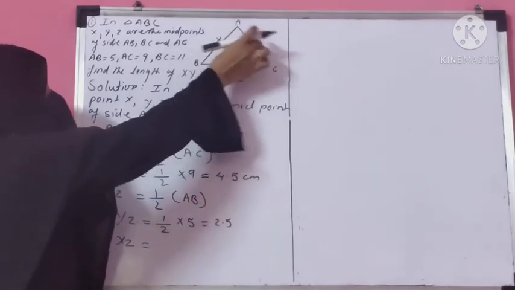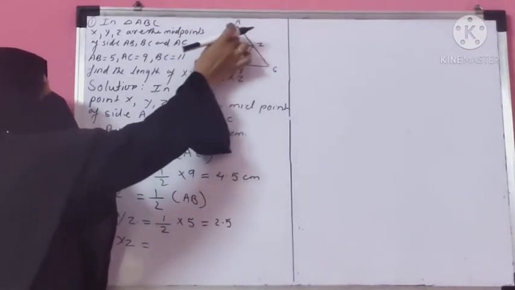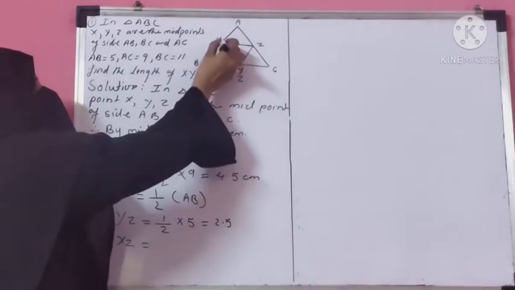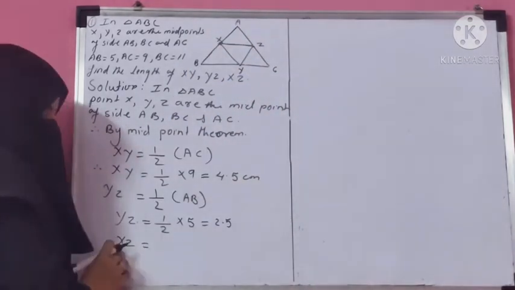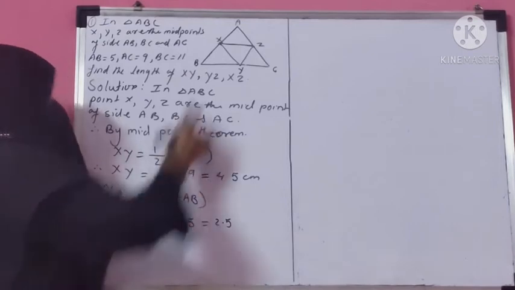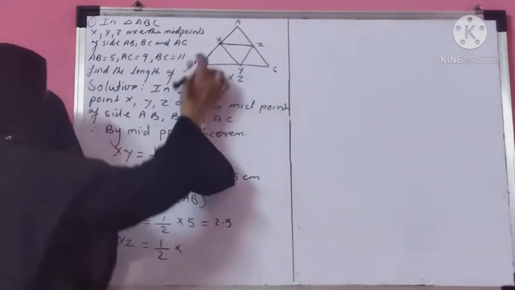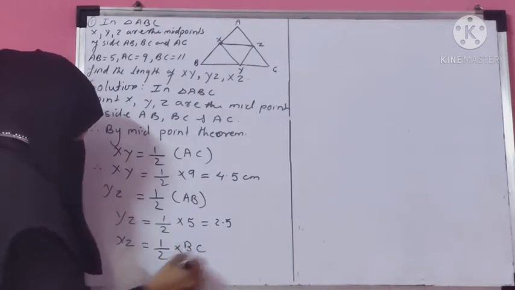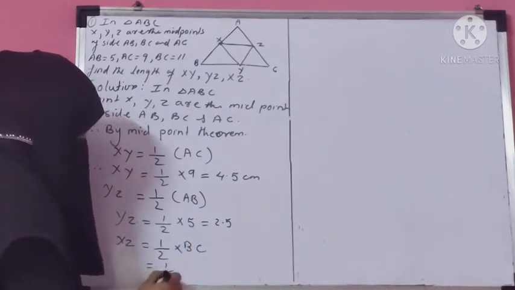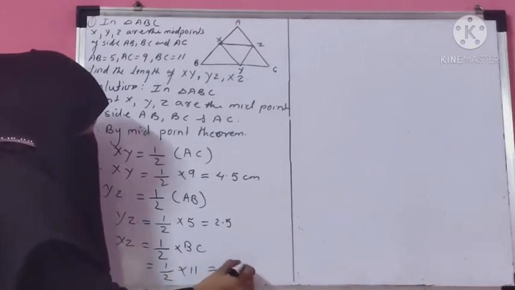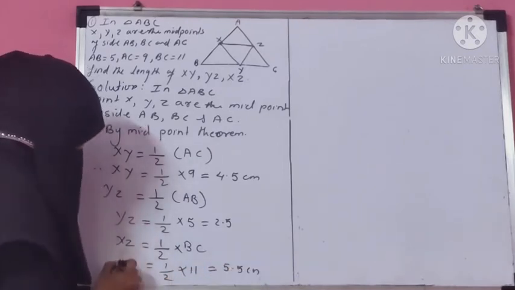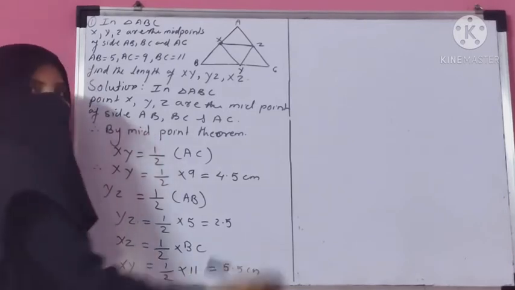XZ is again the segment which joins the midpoints. X and Z are the midpoints. The segment which joins the midpoints, we can apply the property here. XZ is again half of the opposite side, that means BC. Okay, so half of BC, value is 11. So half of 11 is 5.5 centimeter. So here XZ is 5.5 centimeter.